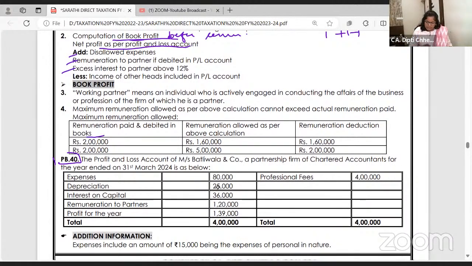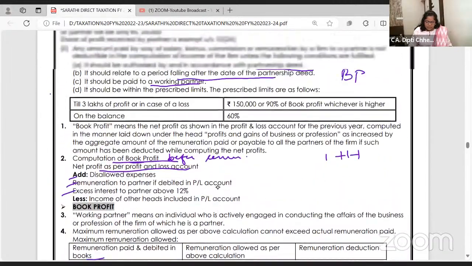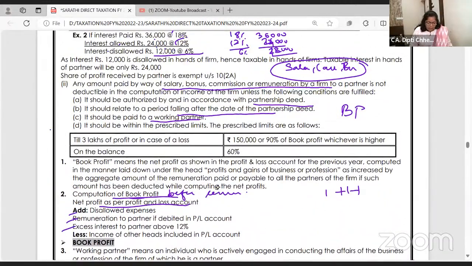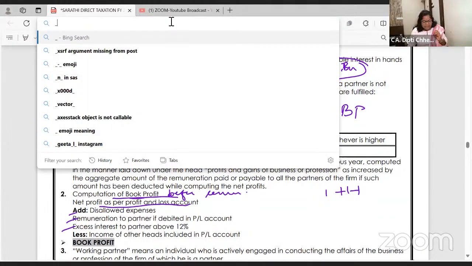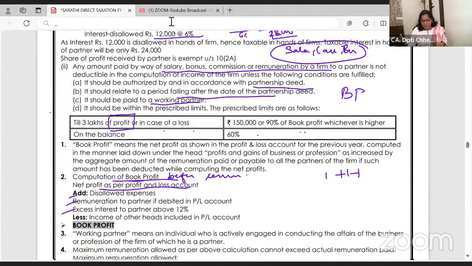On this book profit, how much remuneration is allowed is given here. Up to 3 lakhs of the book profit, or in case of loss, 1,50,000 or 90% of the book profit you can pay as remuneration. Just take a pause, keep patience, understand the concept, and I will be showing you the example solved in our Sarthi book. Sarthi is your companion till exam. That's what I want to become. So the book name is Sarthi.